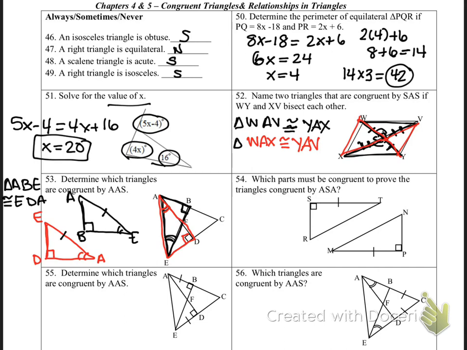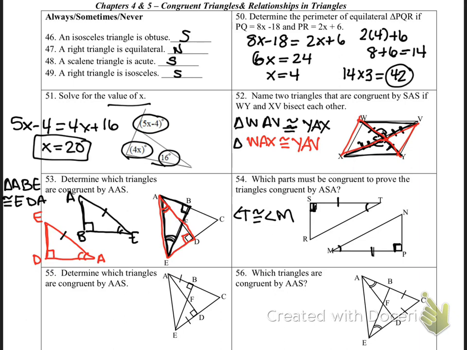54, which parts must be congruent to prove the triangle is congruent by angle, side, angle? Well, we're looking for an angle, a side, and an angle right in a row. So if we have our right angles, which are always congruent to each other, these sides, that means these are the next angles that need to be congruent to each other. So angle T has to be congruent to angle M.